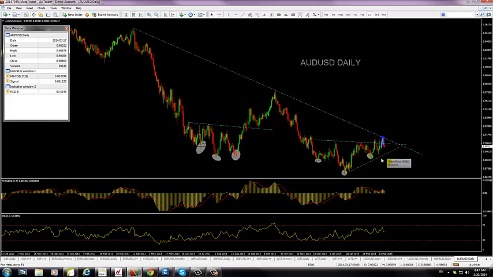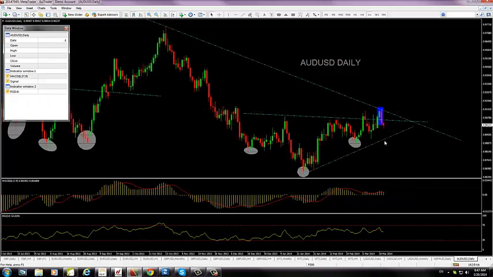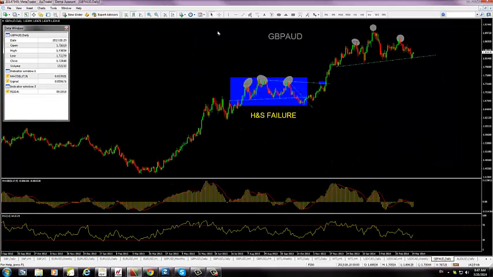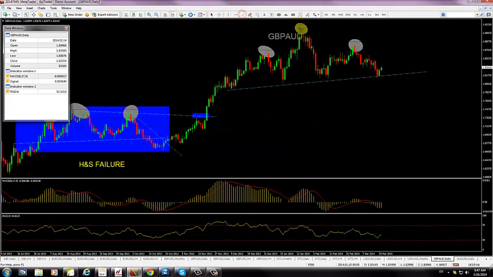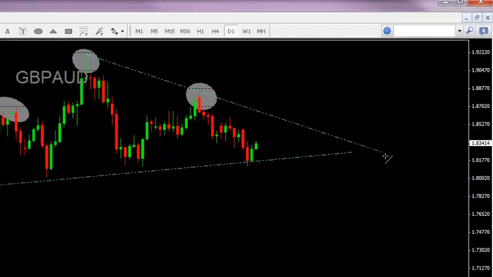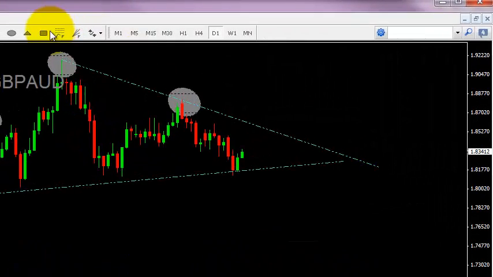So I will watch this trend line here, and I want to see if the market is going to break this one. If it's going to break this one, I'll become very bearish about the Australian dollar. I'll also have to look at the GBP Australian dollar, see how it's going. For me, the failure point would be this trend line.